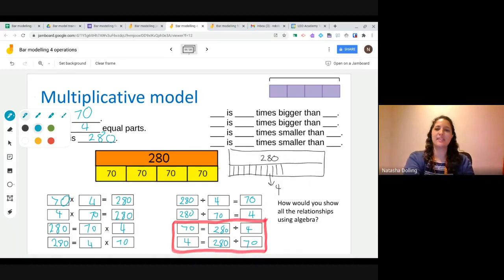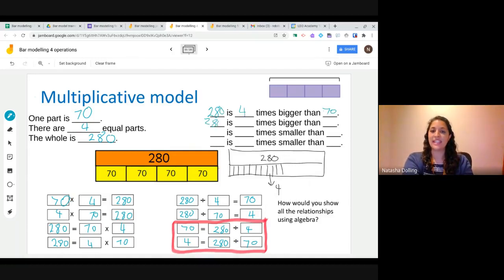So let's fill in some of these sentences. 280 is 4 times bigger than 70. 280 is 70 times bigger than 4. Great. So most children don't have too much trouble understanding that, but then we get to the times smaller, and like that example I showed you, it can throw children. 70 is 4 times smaller than 280, and 4 is 70 times smaller than 280.